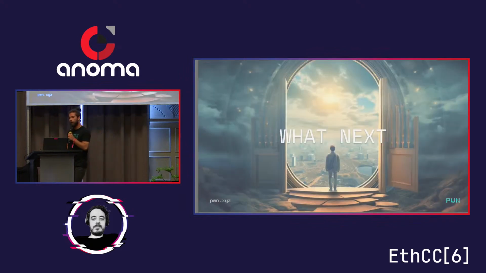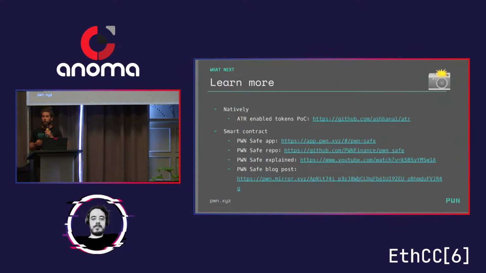So what's next? Go learn more about the ATRs. I've built a proof of concept that builds ATR-enabled tokens for ERC20s, 721s, and 1155s. Go to my GitHub. The repo is called ATR. And go check out the Pawn Safe. The app, the repo, the code is publicly available. There is a YouTube video explaining all the important things about Pawn Safe and ATR, or tokenization of transfer rights in general. And check out this blog post.